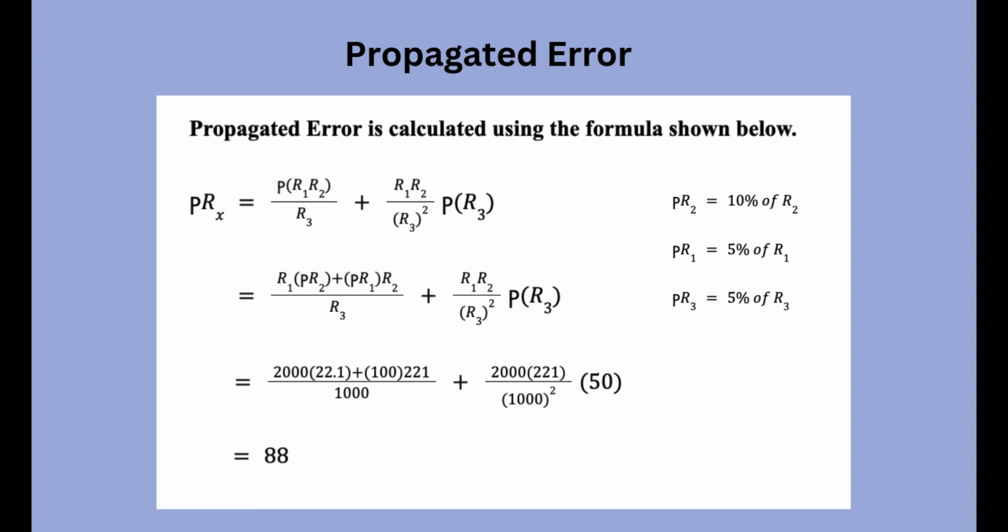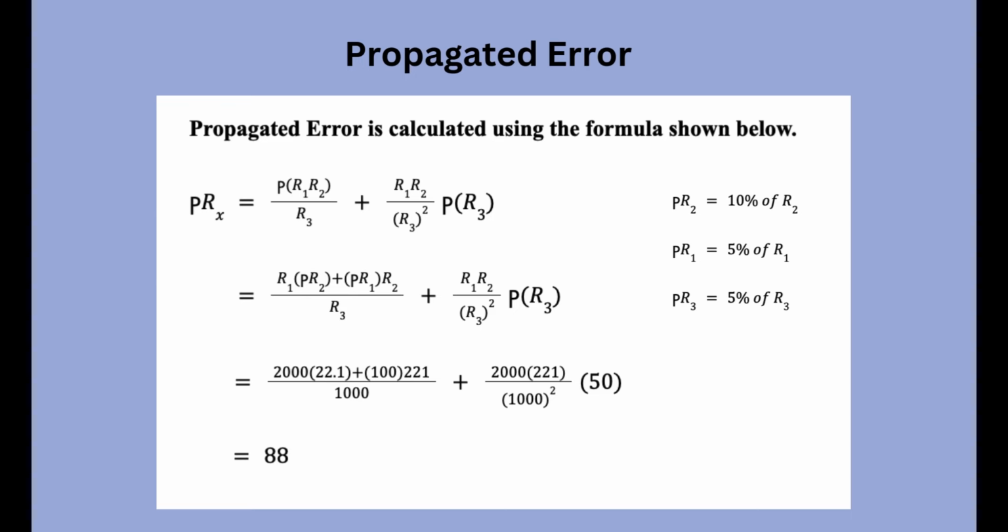So the first term of the equation accounts for the uncertainties in R1 and R2. It shows how changes in R1 and R2 affect the value of Rx. The second term accounts for the uncertainty in R3. It shows how changes in R3 affect Rx.